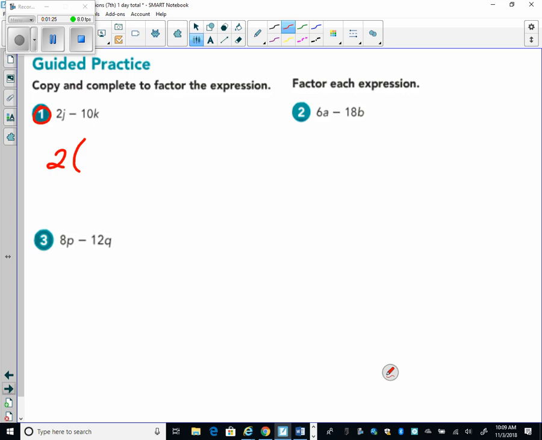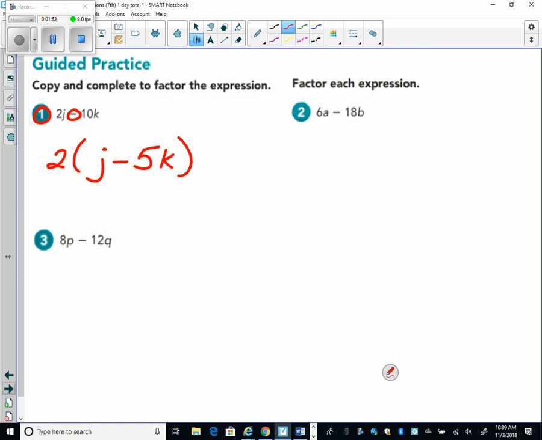So start with 2j. 2 goes into 2 once, which is only going to leave us 1j, or just simply j. Then you go to the second term, 10k. 2 can go into 10 5 times, drop our variable of k down, and then we said take the sign from above and drop that down as well. So that would be our factored expression.